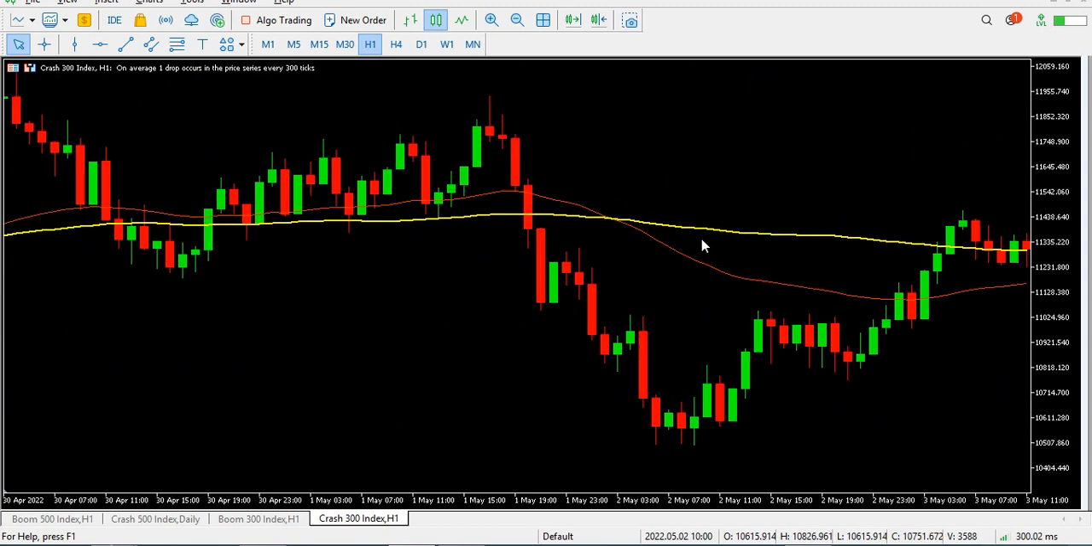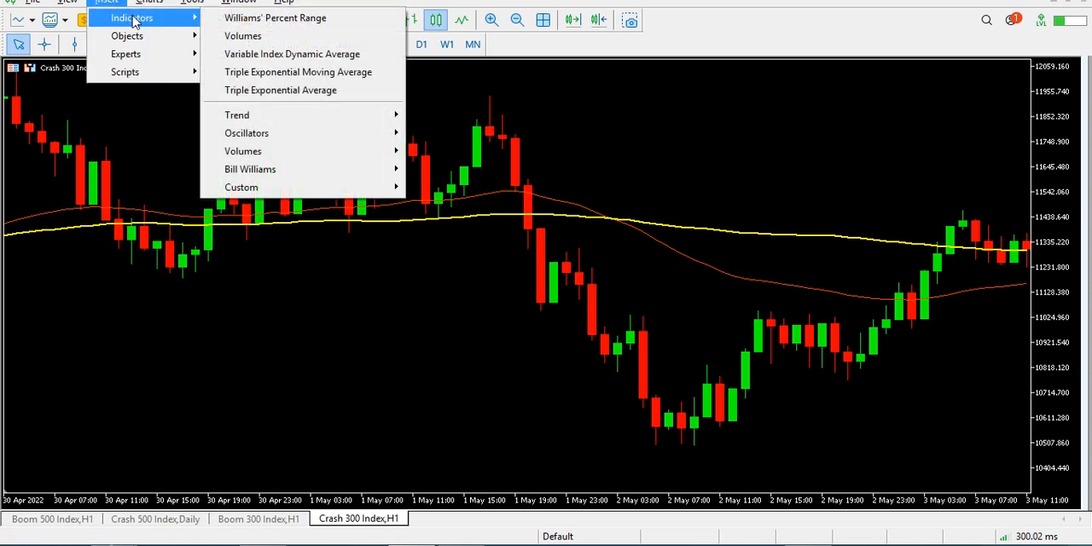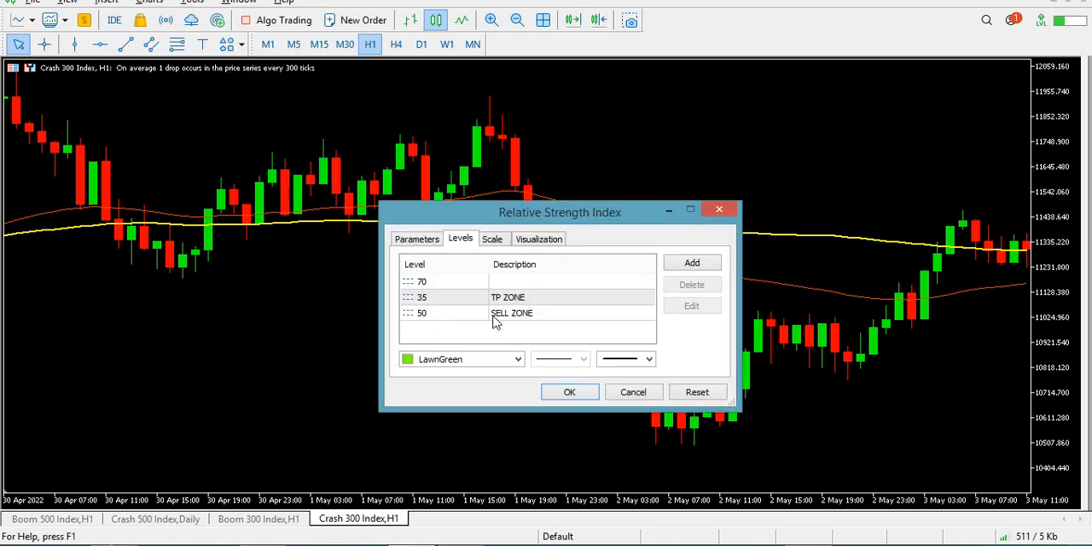The other thing we need to set is RSI, which is the relative strength index. Using the same method, you go to insert, hover on indicators, come down, and hover on oscillators. I think RSI is under oscillators. See here, we have relative strength index. We have other ones like relative vigor index, but this one is relative strength index. So we are going to set this up.